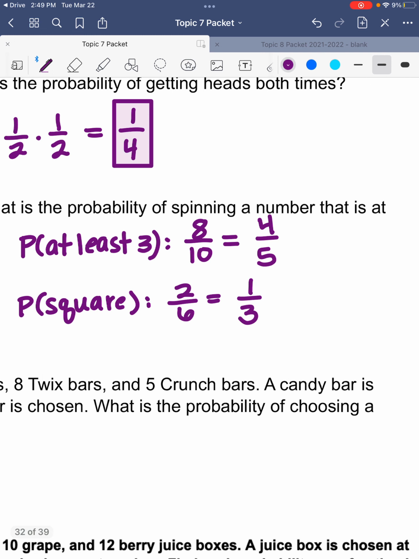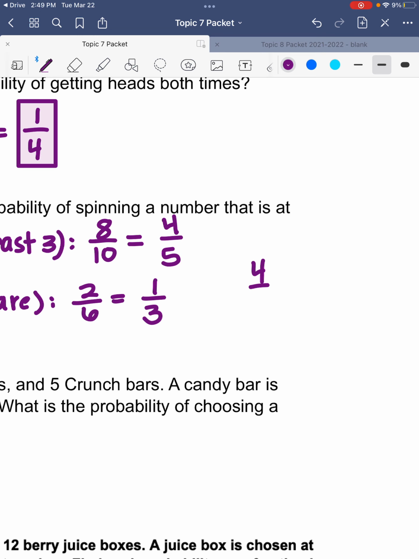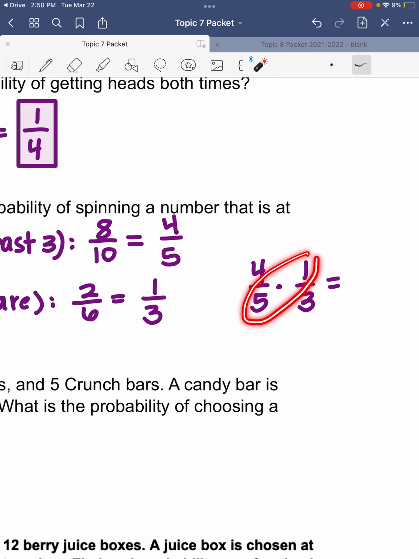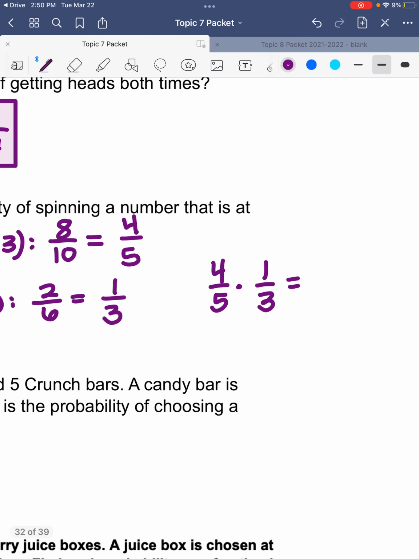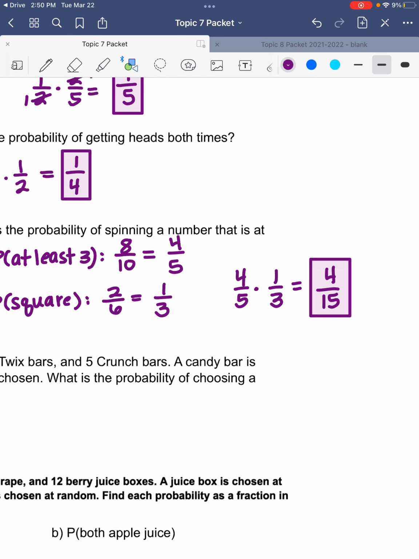So now that I've got the probabilities of each event, I'm going to multiply them together. So we're going to have 4/5 times 1/3. So let's look to see if anything reduces. 1 and 5 doesn't reduce. 4 and 3 also doesn't reduce. So I'm just going to multiply across now. 4 times 1 is 4, and 5 times 3 is 15. So the probability of both events happening is 4/15.